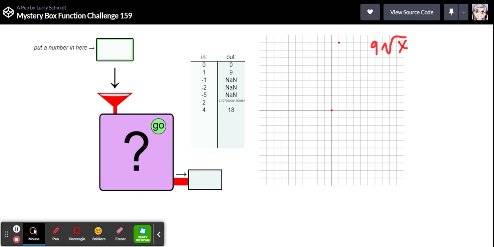And if I put in a 9, I would take the square root of that and get 3, and then multiply that by 9, I'd get 27. So let's put in a 9. And there's 27. So I think we've got this. I think it's just that really steep square root function. So let's try to reveal this. And there it is, 9 times the square root of x.